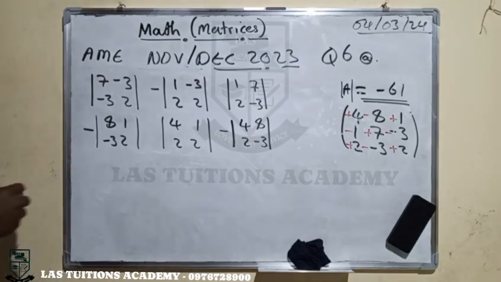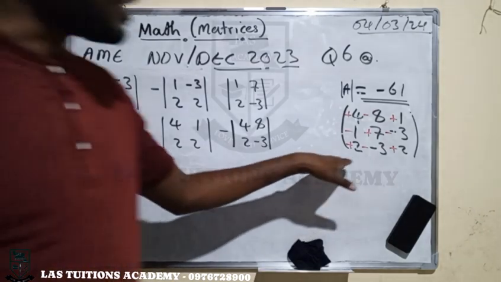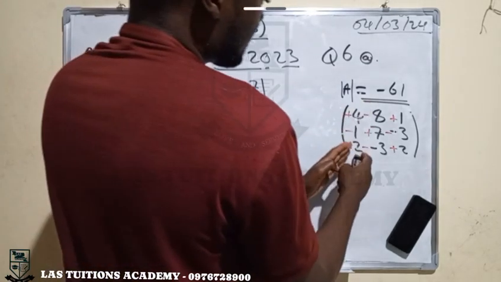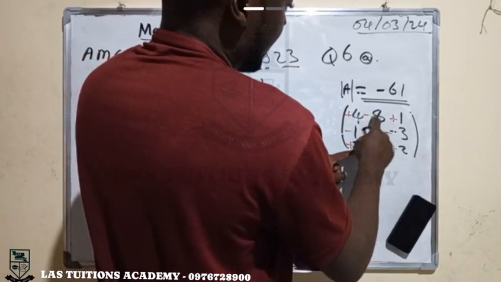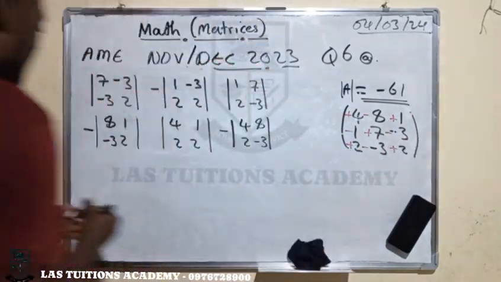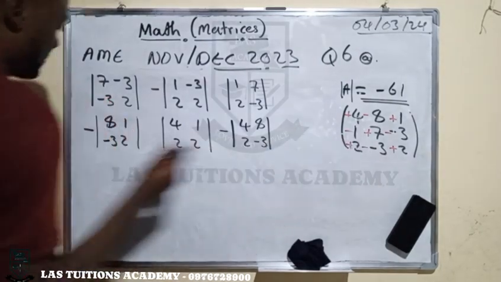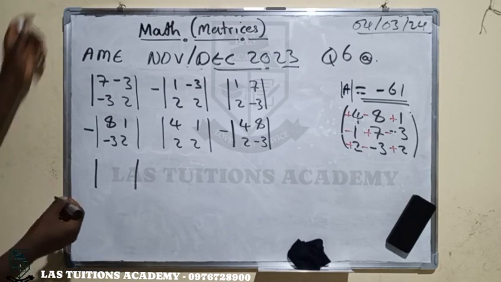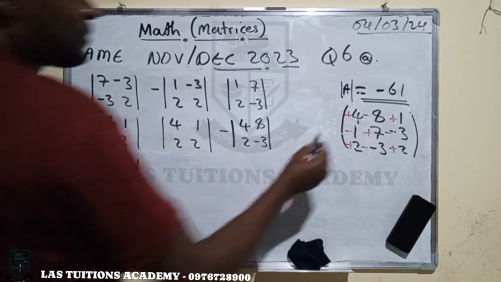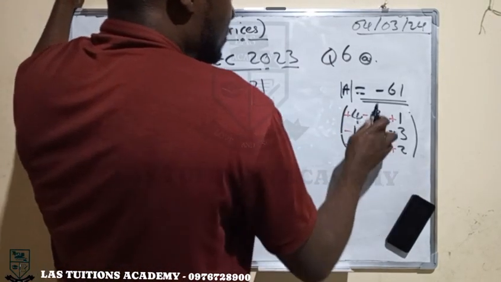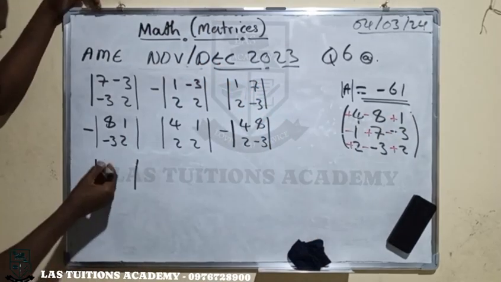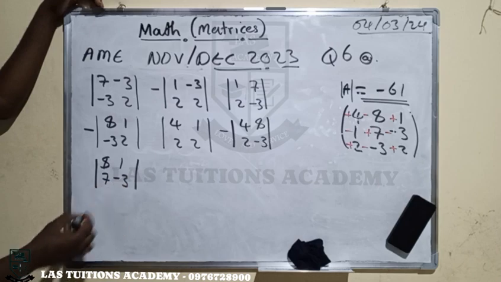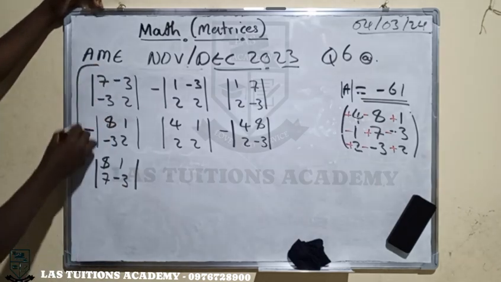Okay, so we go to the last and final row. When we block this and block that, we are going to have 8, 1, 7, -3. The position sign here is positive, so we don't write anything. So I have 8, 1, 7, -3. So this is forming a new matrix.